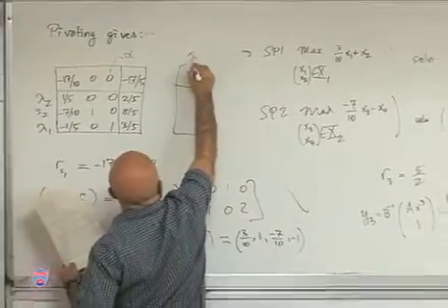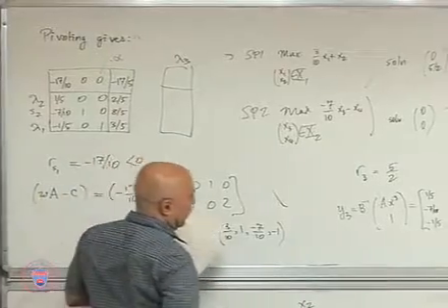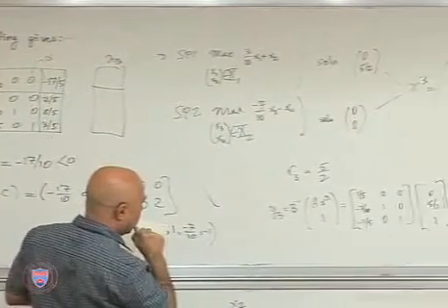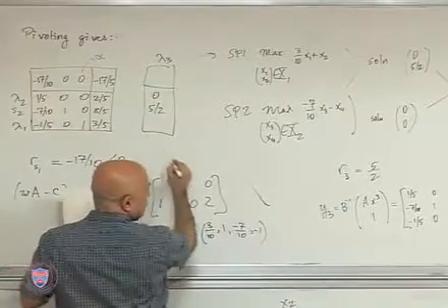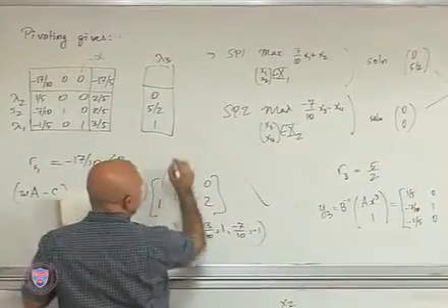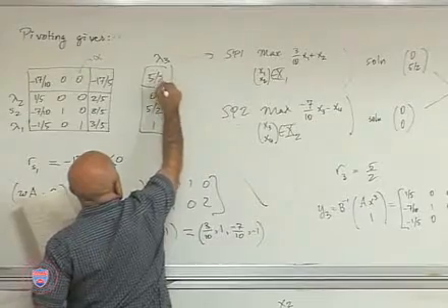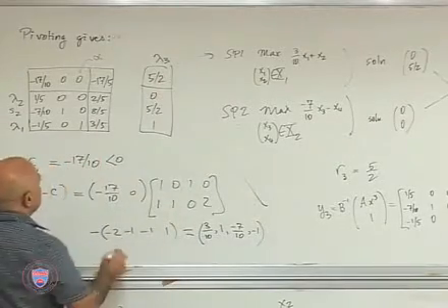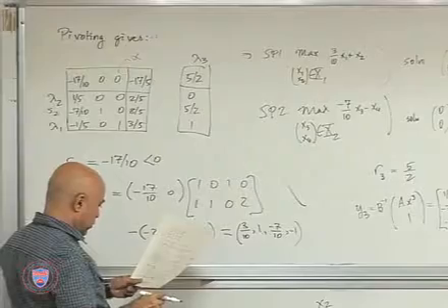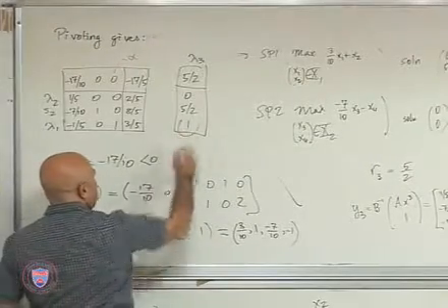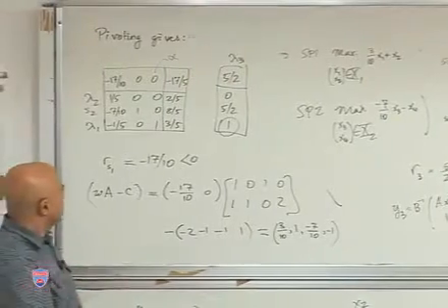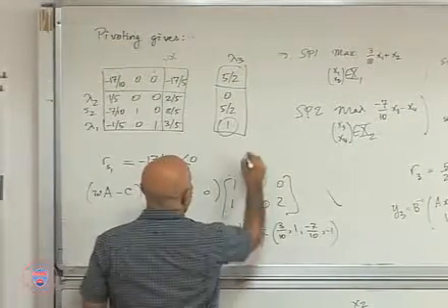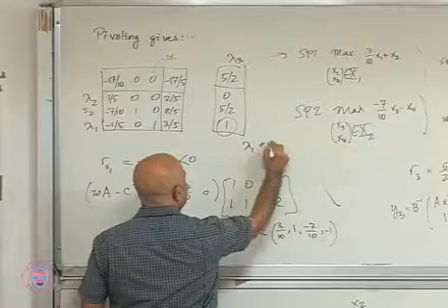This is my lambda 3 that's entering, and my y3 is 0, 5 over 2, and 1. The reduced cost happens to be 5 over 2. You look at the ratios, and this is the pivot element at the end of the ratio test. So who exits? Lambda 1 exits.